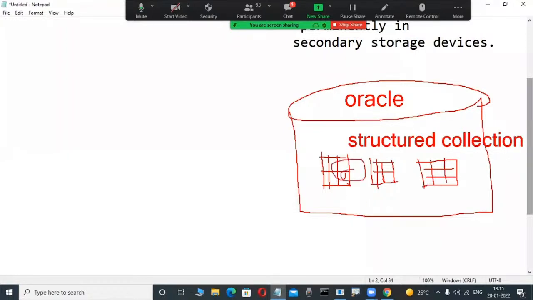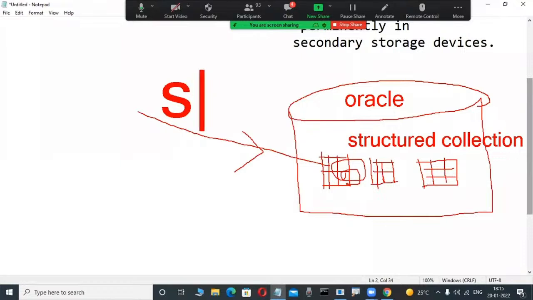Once a structured collection of data is there, we need some language to operate on this data. What is that language? Maybe anybody has an idea? SQL is the language, Structured Query Language. Through this language only we operate on the structured data in relational databases.